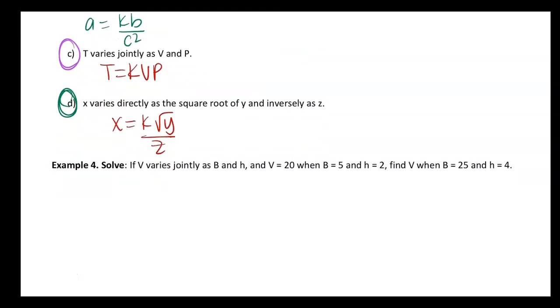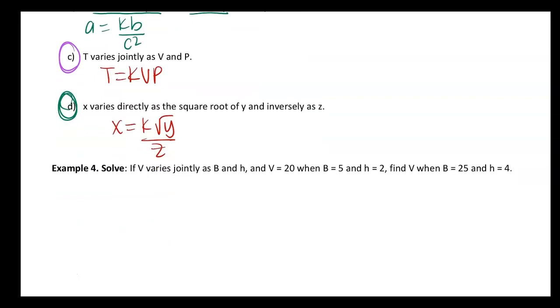Let's look at example 4. This one says if V varies jointly as B and H, and V is 20 when B equals 5 and H equals 2, find V when B is 25 and H equals 4. A couple things that we're doing. First thing we need to do is, of course, rewrite the formula. The next step is going to definitely be finding that K value. So step 1 is to find K. And then step 2 is to find V.